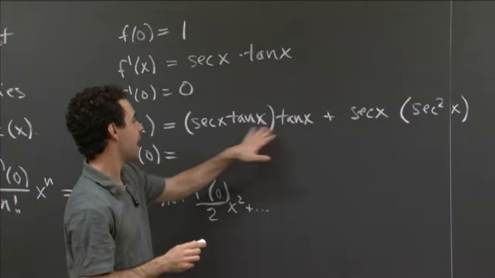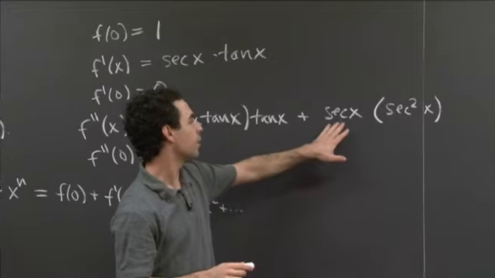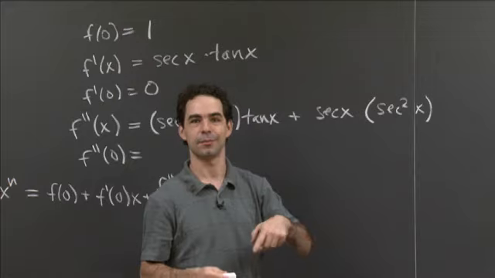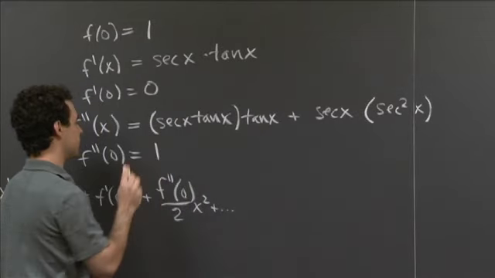Well, so this has a tan x in it, so that part's going to give you 0. And here we end up with secant of 0 times secant squared of 0. So that's 1 times 1 times 1. So that's just 1. So f double prime of 0 is 1.